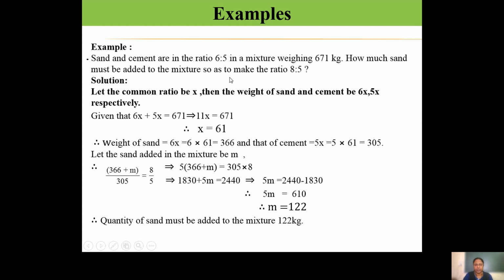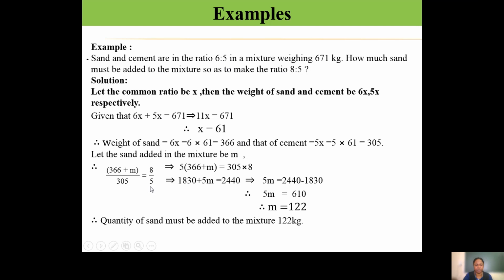Okay, but next we have to find how much sand is added to make the ratio of the mixture 8:5. So the sand added to the mixture, we'll assume it is M. So 366 plus M upon whatever is the weight of cement, we'll take it as it is, so 366 plus M upon 305, which is 8:5.